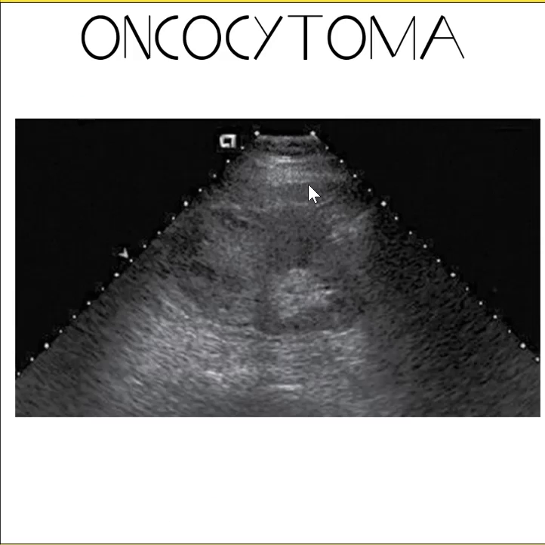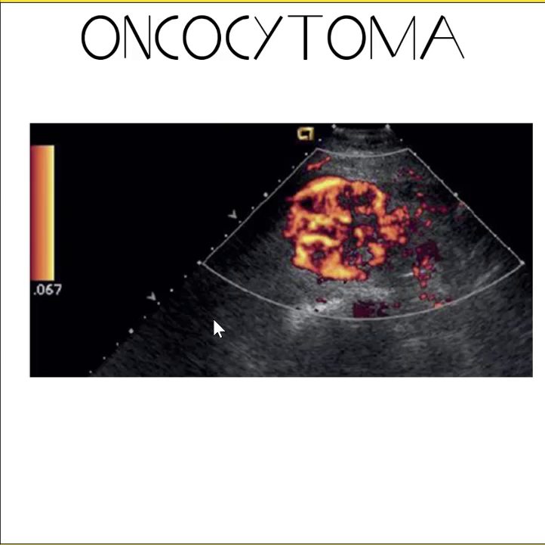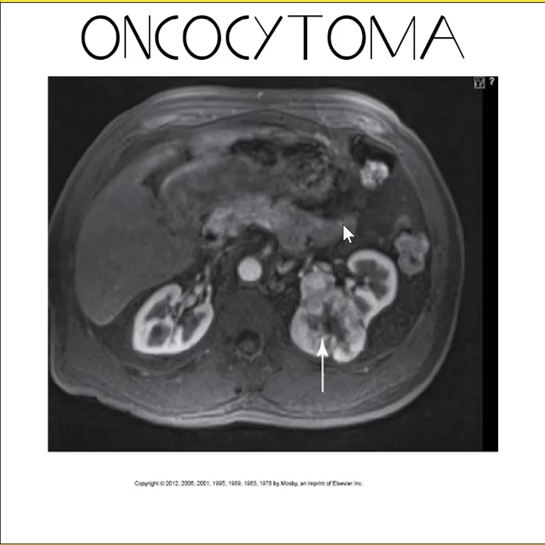So here is our example of an oncocytoma. We have the kidney here in transverse with the sinus, and then we have this large mass off the side. In a color example here, again we have the kidney off to the side, with increased vascularity throughout the oncocytoma. There are these spokes of blood vessels coming out from that central scar.